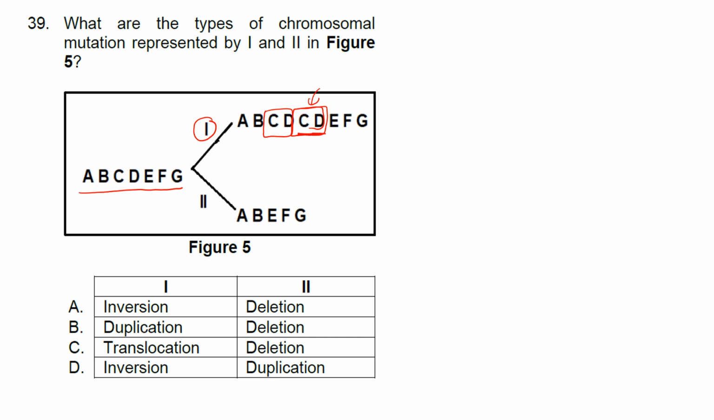The first one is duplication. The second type, where you observe that there is a missing chromosome segment, is deletion. The region of C and D is deleted. So the answer is duplication and deletion, which is B.